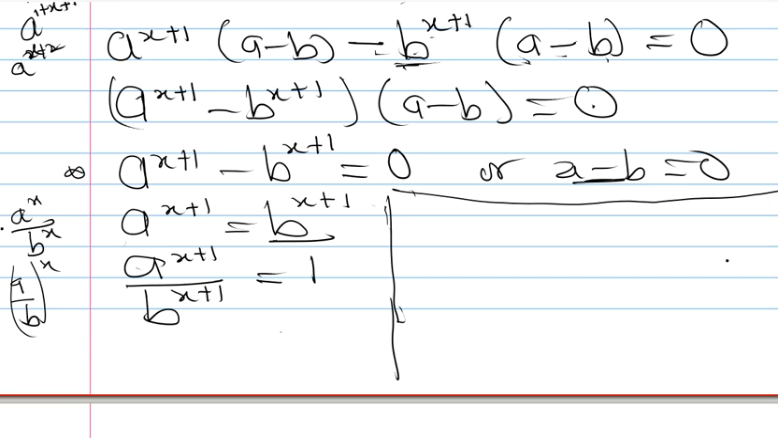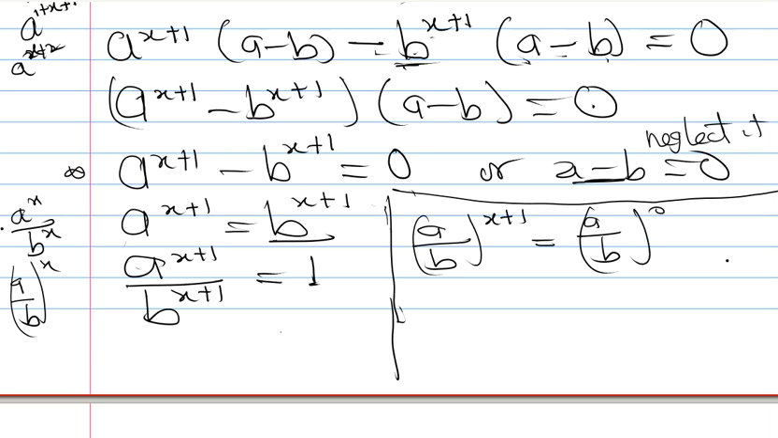So let us neglect the other one. We are only interested in getting the value of x, so neglect it, don't bother yourself. Now here I can say a over b raised power x plus 1. Let me make this the same thing. I can also say a over b raised power 0, right?